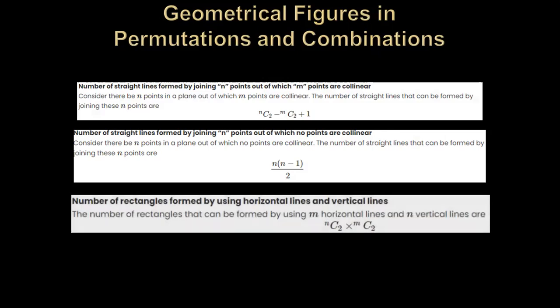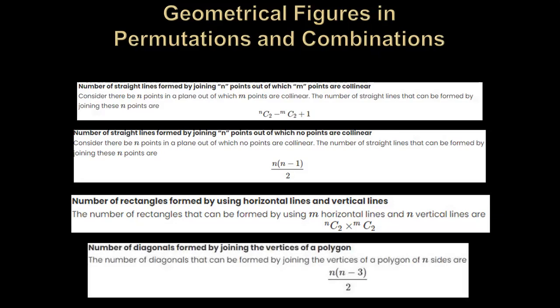The number of rectangles formed by using horizontal lines and vertical lines. The number of rectangles that can be formed by using m horizontal lines and n vertical lines is n combination of 2 multiplied with m combination of 2. The number of diagonals formed by joining the vertices of a polygon. The number of diagonals that can be formed by joining the vertices of a polygon of n sides is n multiplied with n minus 3 all over 2.